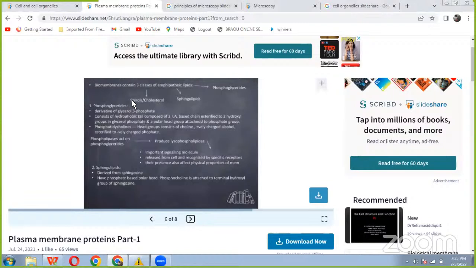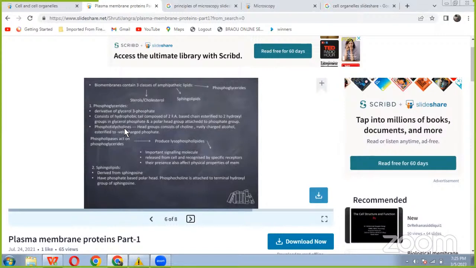Next one, biomembranes contain three classes. Mainly three classes of amphipathic lipids: one is the sterol, which is also called cholesterol, and the sphingolipids. Next one is the phosphoglycerides. Phosphoglycerides are derivatives of glycerol 3-phosphate.